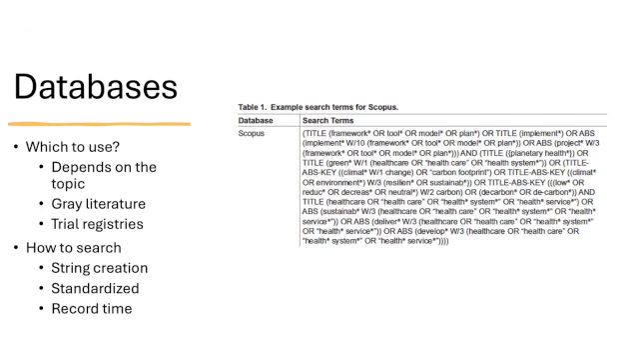I have in this picture an example of a search string for Scopus, and you'll see that it is quite complex when they're trying to get at a more complex topic. So in this case, the carbon footprint and climate change impacts on the healthcare system. That's a big topic. The search string gets a little complicated.